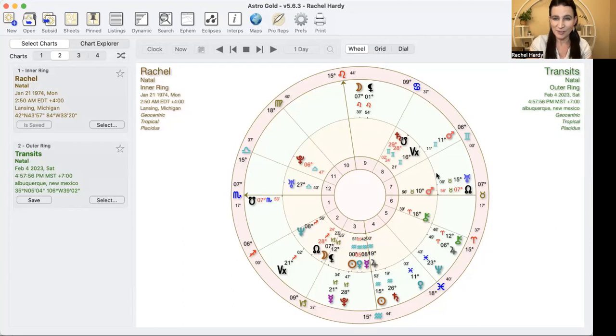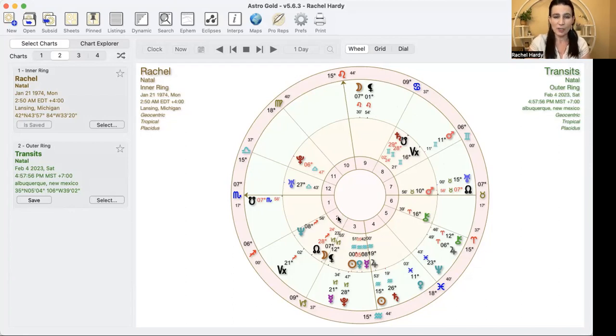I'm going to go through all the houses in just a moment real quick, tell you what they represent. But this is what we're talking about when you hear someone talk about what area of your chart a particular transit is happening in. This is what's interesting to look at, what house, which determines the sector, the area of life that this transit is particularly impacting.